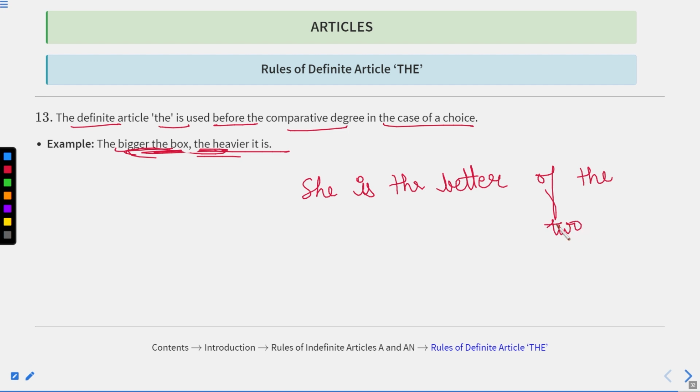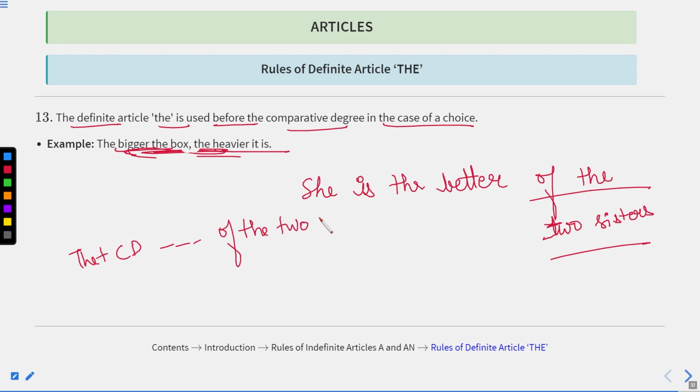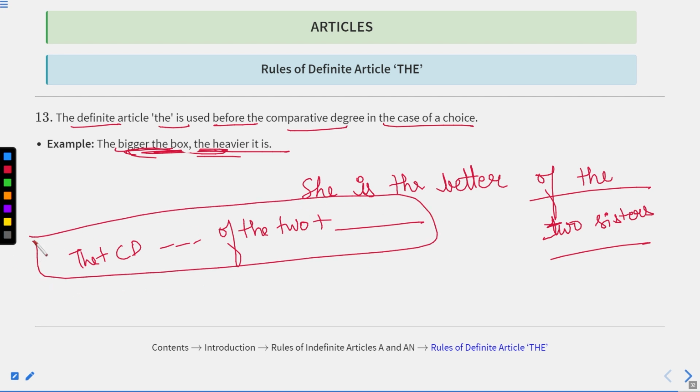whenever we have such an expression like of the two sisters, of the two brothers, in that case, before the comparative degree, we can use "the". Okay, we can use "the" before any comparative degree if it makes a phrase like "of the two" plus noun. If this is the situation, we can use "the" before the comparative degree. In short, this can be the trick.